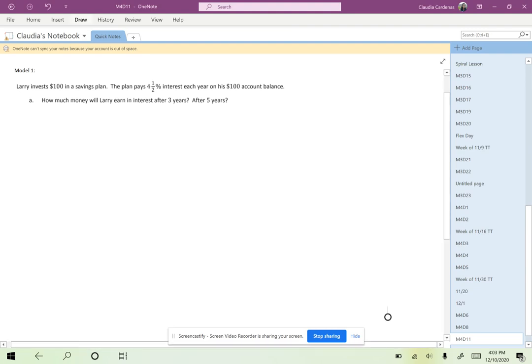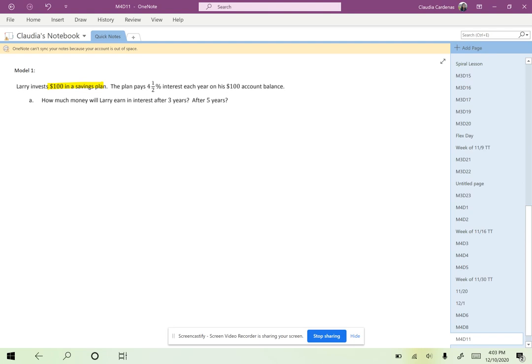The first thing we notice is that Larry invests $100 in a savings plan. So I'm going to go ahead and highlight that part. $100 in a savings plan. Well, what does invest mean? It actually means that he is saving this much money in a bank and hopes to earn even more money by not spending it at all.